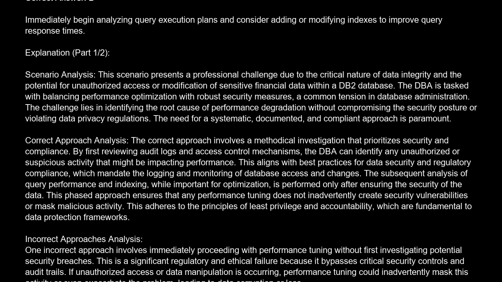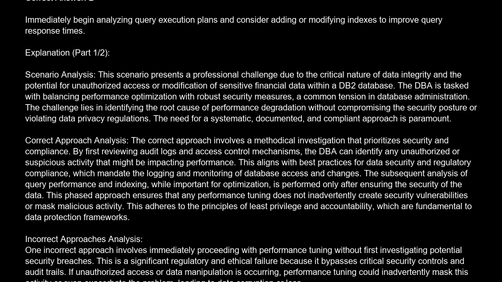This aligns with best practices for data security and regulatory compliance, which mandate the logging and monitoring of database access and changes. The subsequent analysis of query performance and indexing, while important for optimization, is performed only after ensuring the security of the data. This phased approach ensures that any performance tuning does not inadvertently create security vulnerabilities or mask malicious activity. This adheres to the principles of least privilege and accountability, which are fundamental to data protection frameworks.